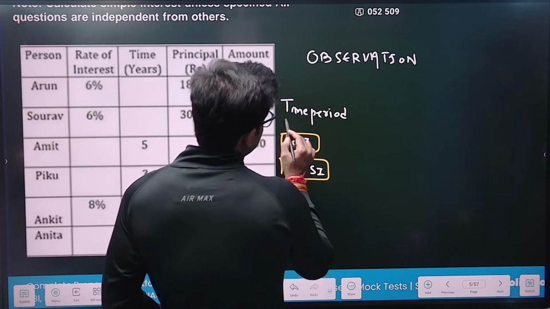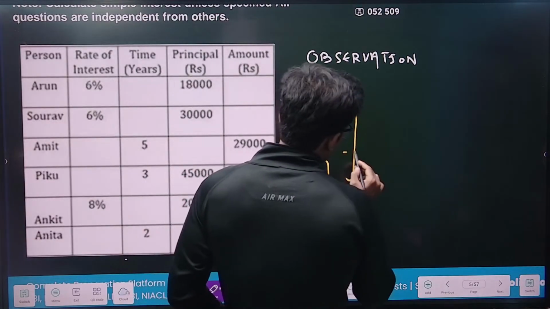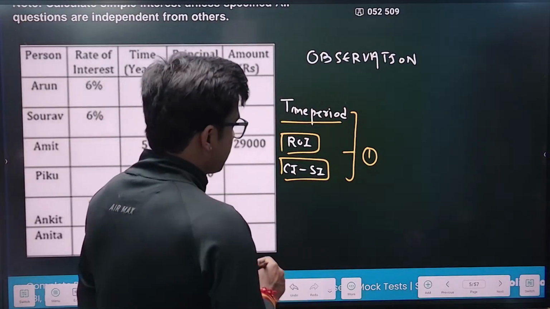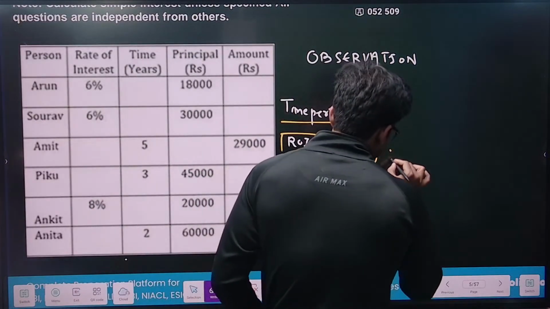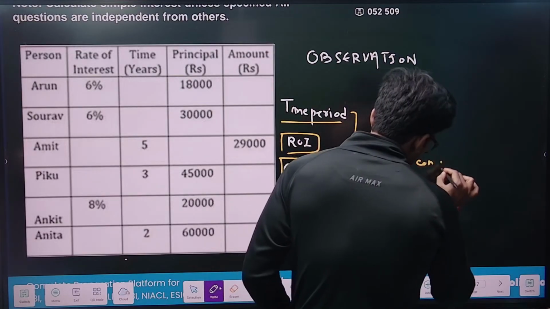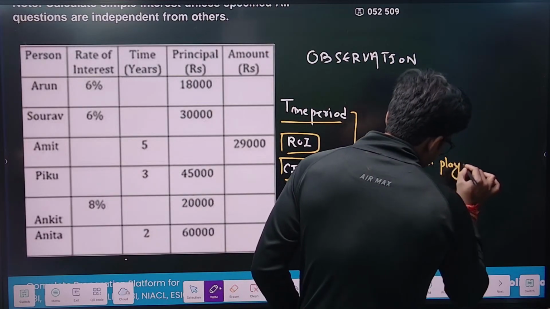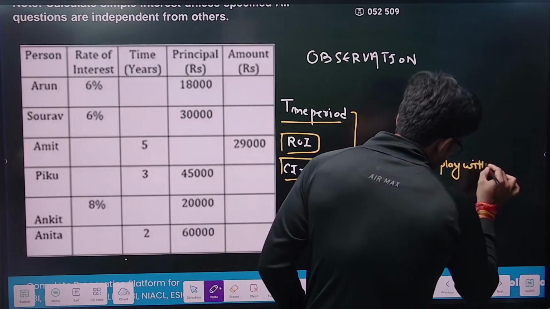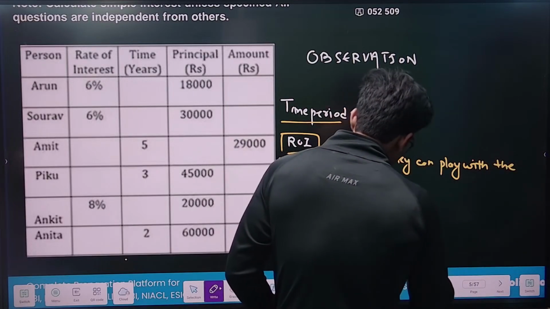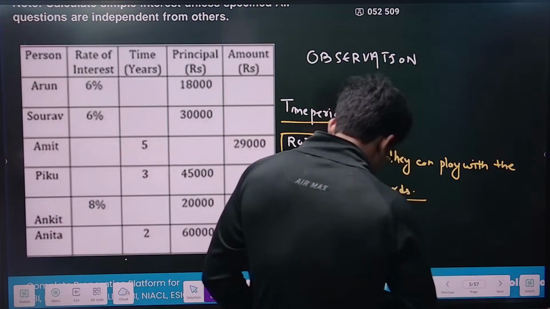And second, what they can do, which is very important, is play with the language. They can play with the words, right? Which might get you confused. So they can play with the words, which is again really important.